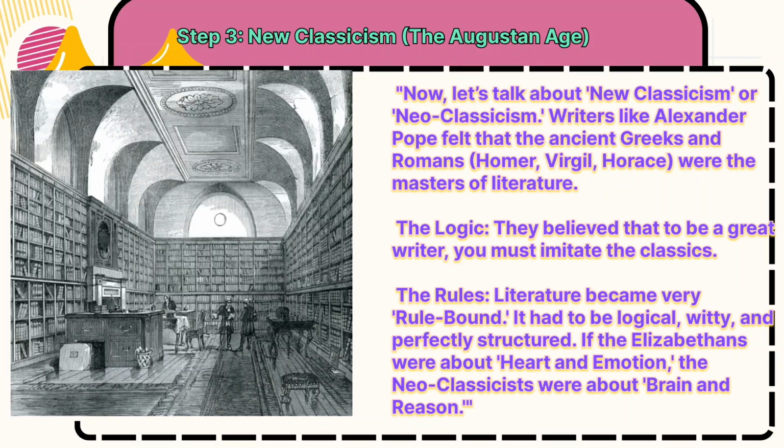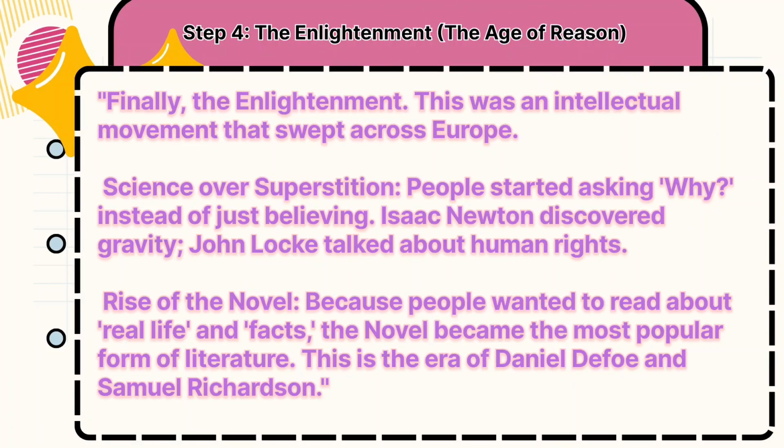Step 4. The Enlightenment, the Age of Reason. Finally, the Enlightenment. This was an intellectual movement that swept across Europe. Science over superstition. People started asking why instead of just believing. Isaac Newton discovered gravity. John Locke talked about human rights. Rise of the novel. Because people wanted to read about real life and facts, the novel became the most popular form of literature. This is the era of Daniel Defoe and Samuel Richardson.